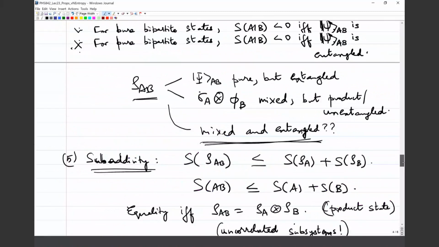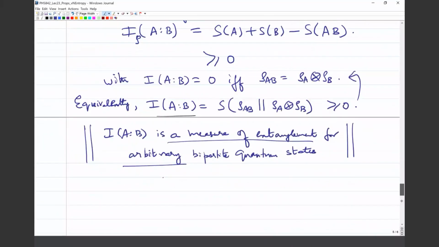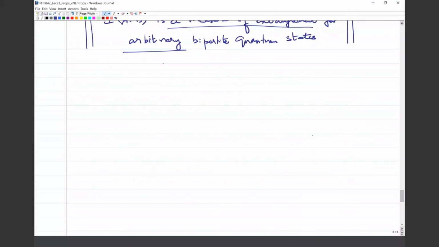Now let us try to understand what happens to the entropy under various sorts of state transformations, right? These were all just properties of the entropy itself. Now let us ask.